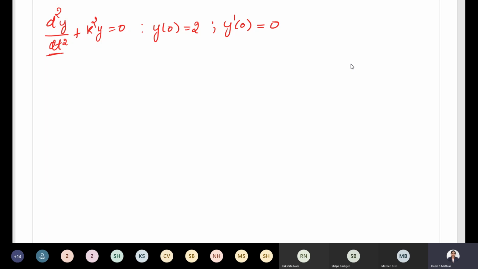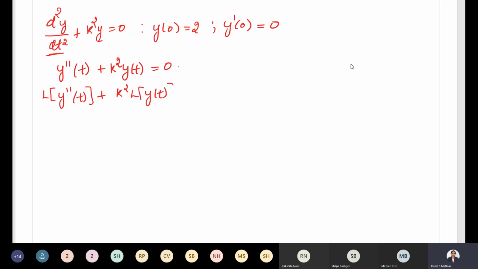Now this given equation can be written as y double dash of t plus k square into y of t, that is equal to 0. Now what do we do? Take Laplace transform on both sides. So when we take Laplace transform on both sides, we get Laplace transform of y double dash of t plus k square into Laplace transform of y of t, that is equal to Laplace transform of 0. Laplace transform of 0 will be what? 0 by s, which is nothing but 0 itself.